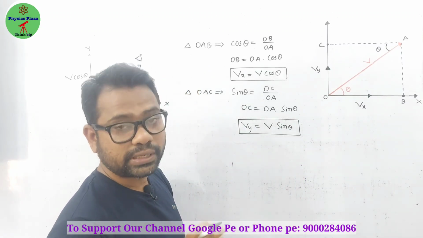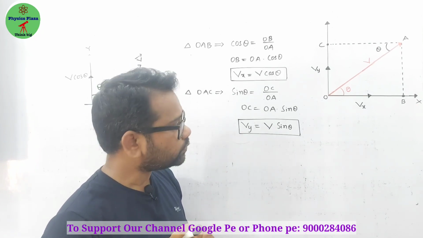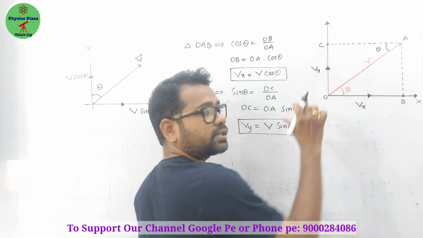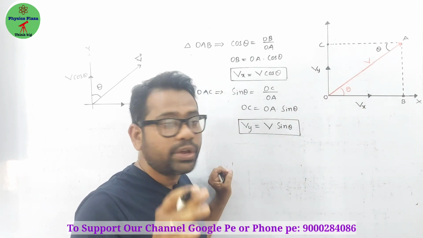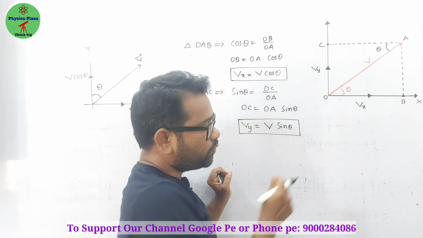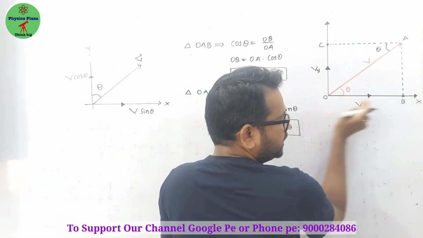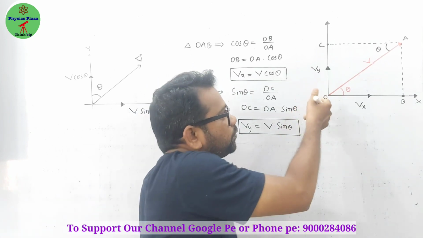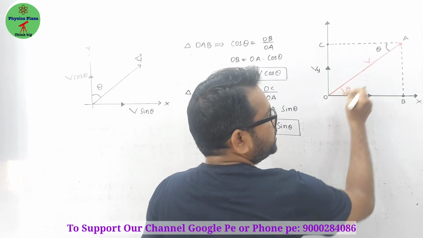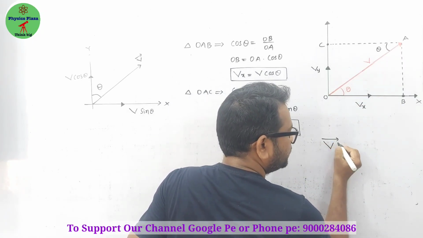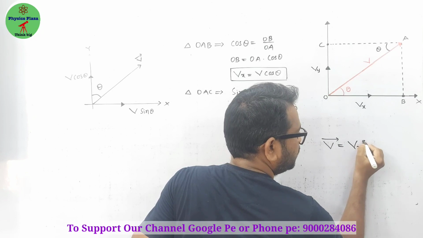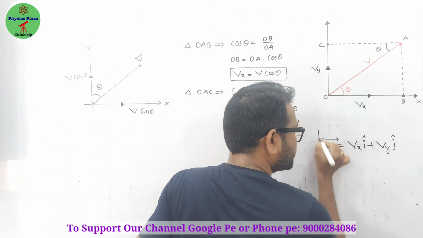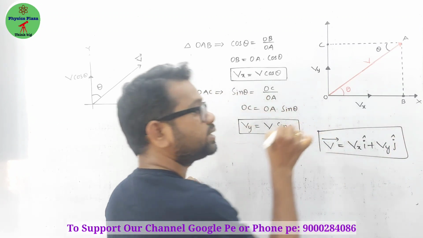Fine. And here one more important thing, children. Here is a vector Vx and here is a Vy. You can add these two vectors by using the law of vector addition, and you get the resultant vector. Vx is the magnitude along the x-axis. Along the x-axis, the unit vector defined is i cap. Along the y-axis, it is j cap. So now the resultant vector V can be written as Vx i cap plus Vy j cap. This is how we can obtain the resultant vector.